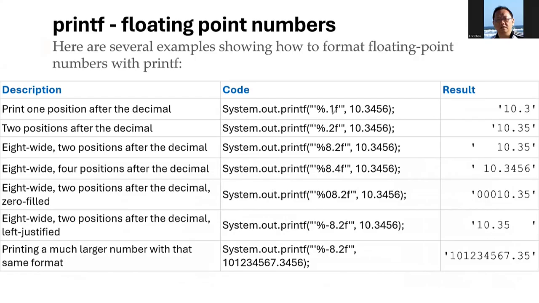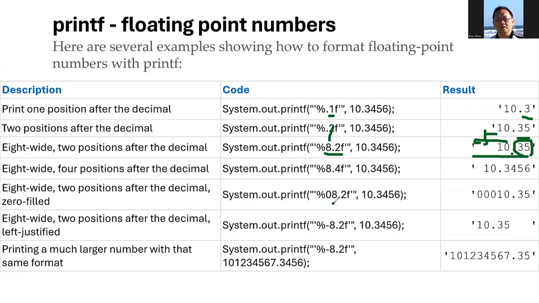This one is for floating point. %.1f, 1 is the digit after the decimal point, okay? So that %.2f is 2 digits here. %8.2f means totally 8 digits, after the decimal point 2 digits, decimal point is 1 digit, before the decimal point 5 digits. Okay. %8.4f is totally 8 digits, after the decimal point 4 digits, before the decimal point 3 digits. Okay.